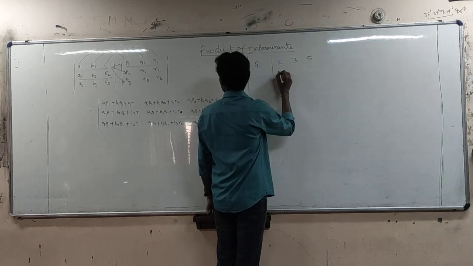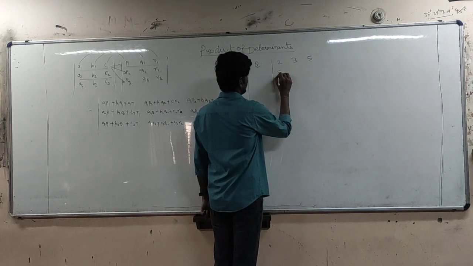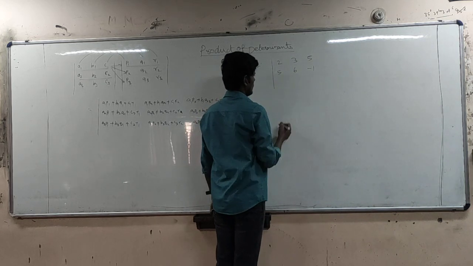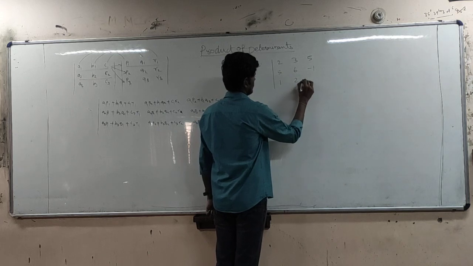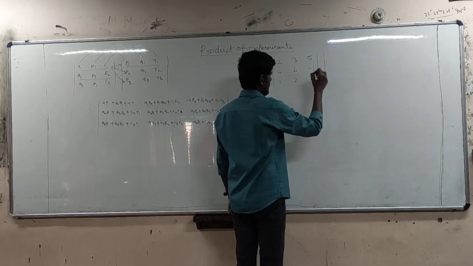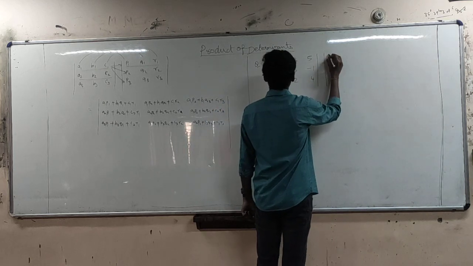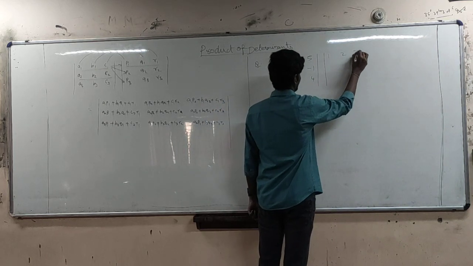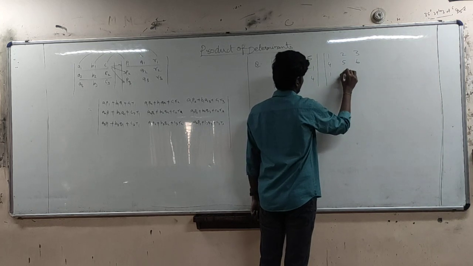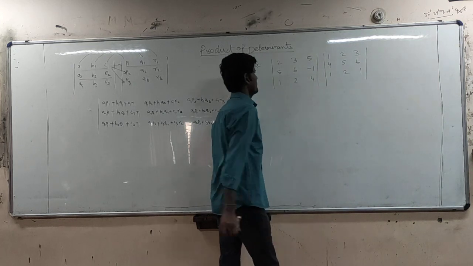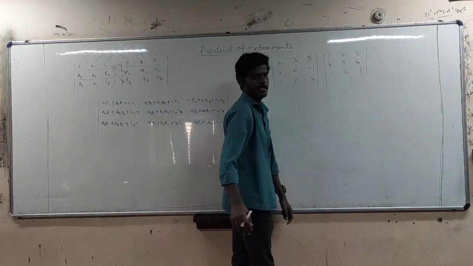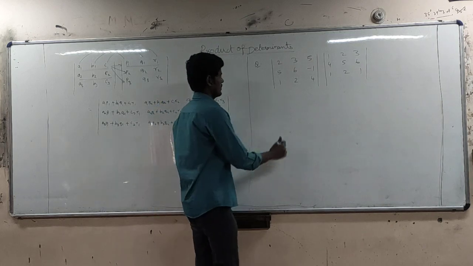2, 3, 5; 5, 6, minus 1; 1, 2, 4, multiplied by 1, 2, 3; 4, 5, 6; 1, 2, 1. Let's multiply these determinants and find the product determinant.